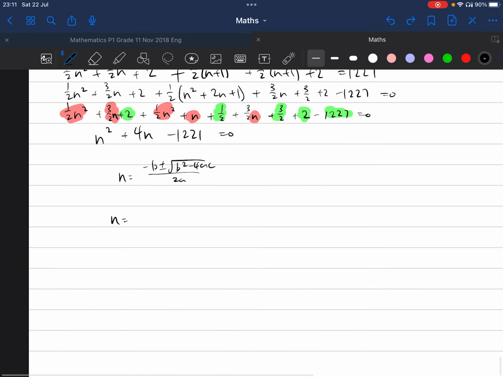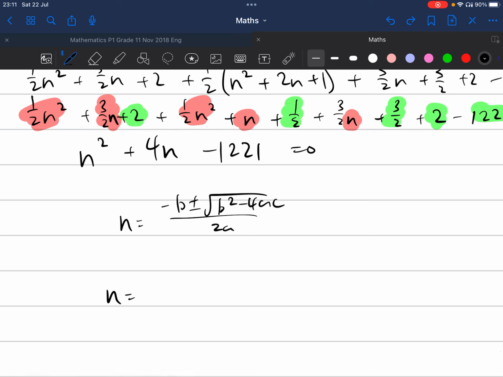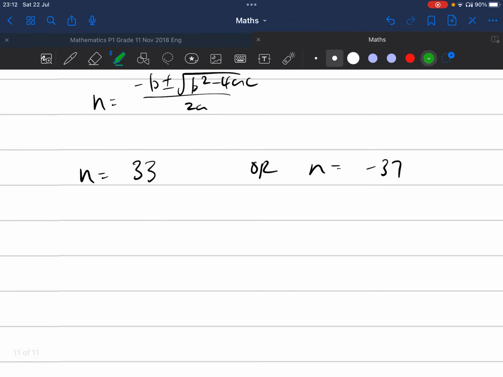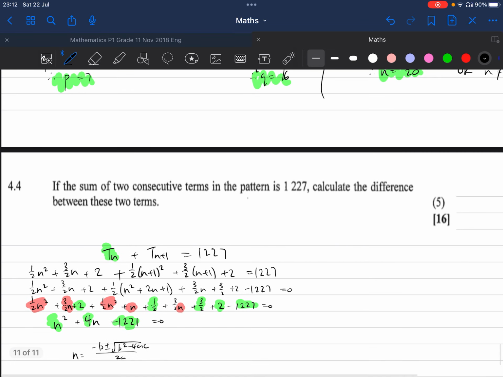So minus b, so it will be minus 4, because this is b, plus the root of b squared, so 4 squared is 16, minus 4a, a is just 1, and then c is minus 1221, all over 2a, so 2 times 1, and that gives us 33, or n is equal to, and now in place of plus I'll put minus, 37. Again we can only have a positive value, so this is the right answer and this is not right. But now let's read the question. What did the question actually ask for?